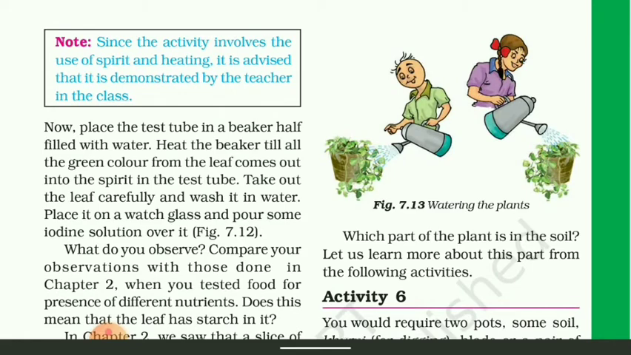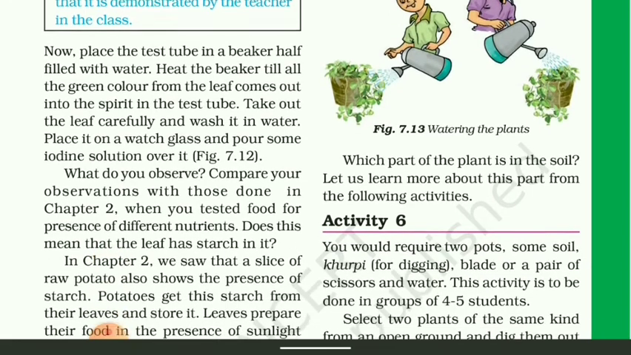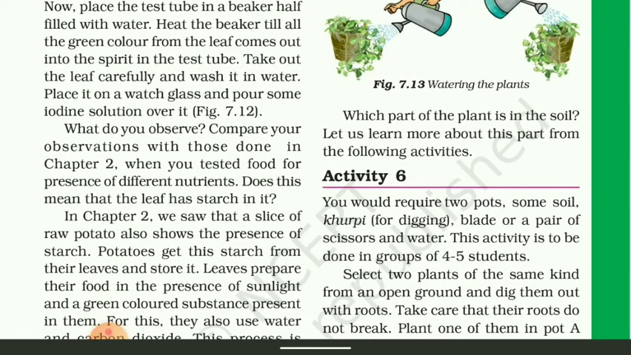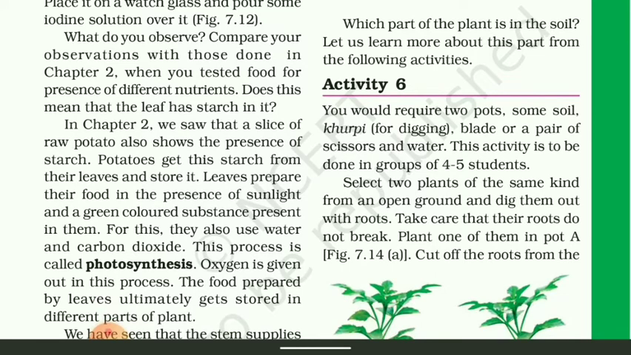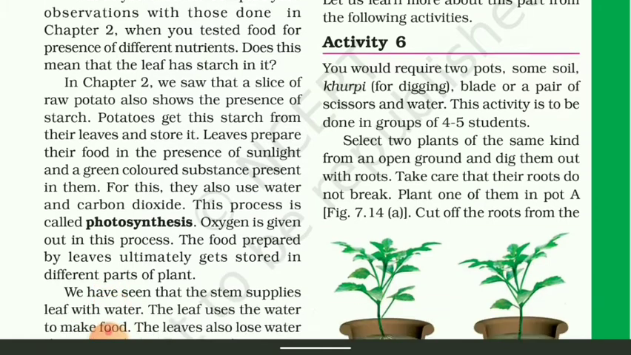Which part of the plant is in the soil? Let us learn more about this part from the following activities. Activity 6. You would require two pots, some soil, a khurpi for digging, a blade or a pair of scissors, and water. This activity is to be done in groups of 4-5 students.